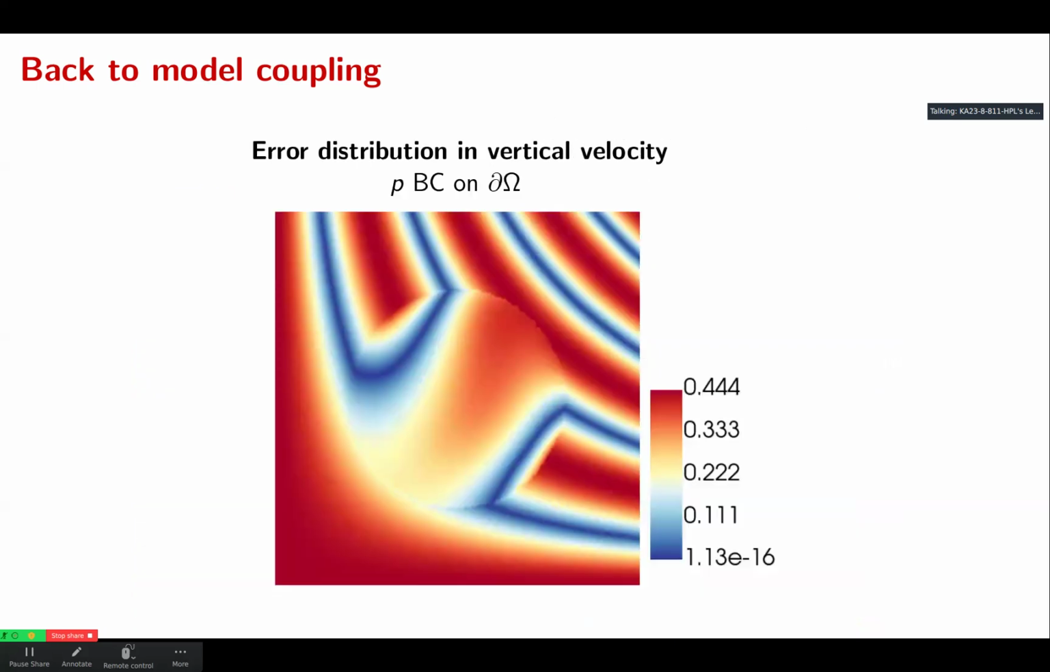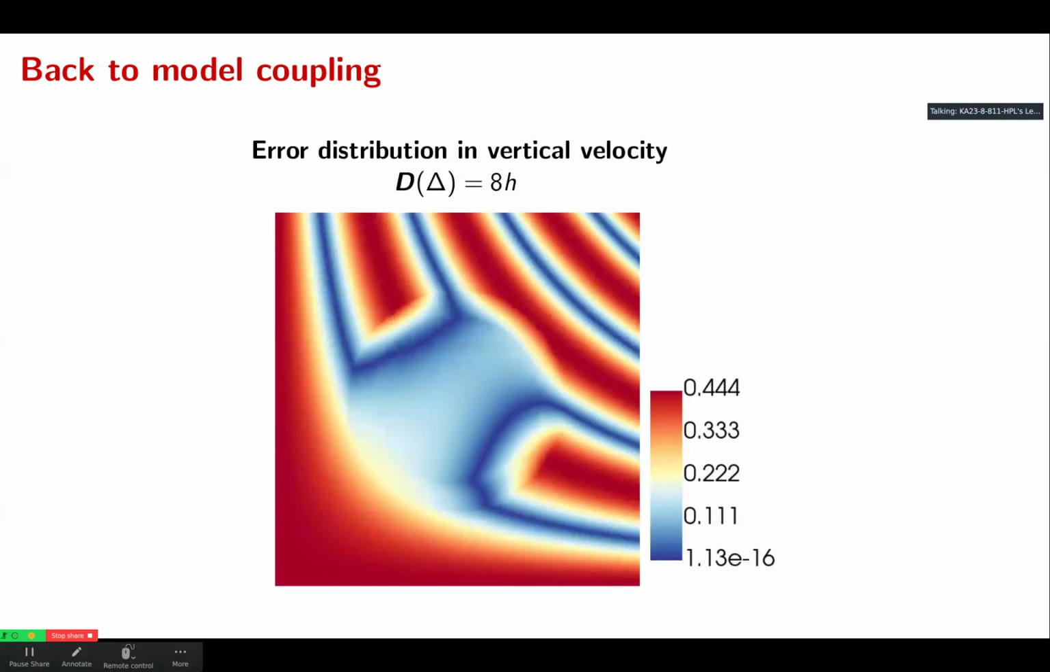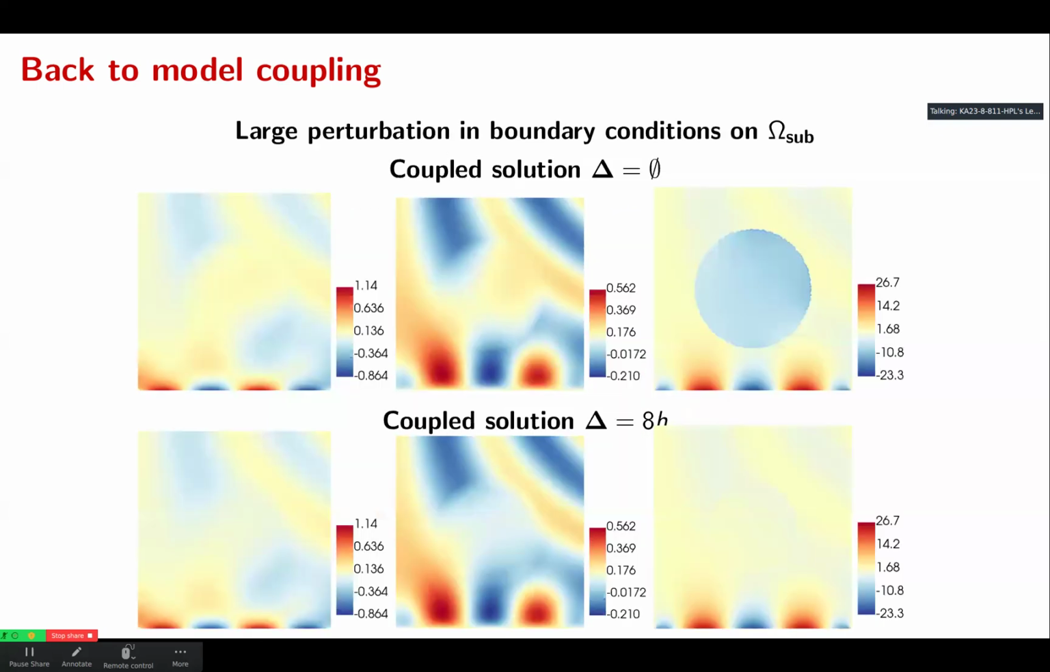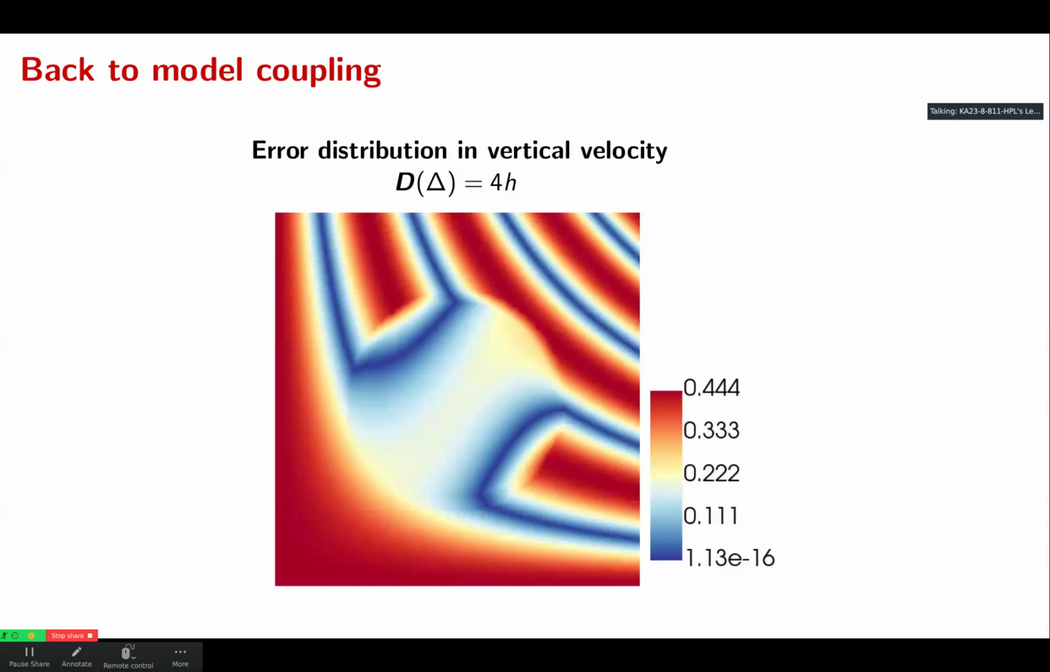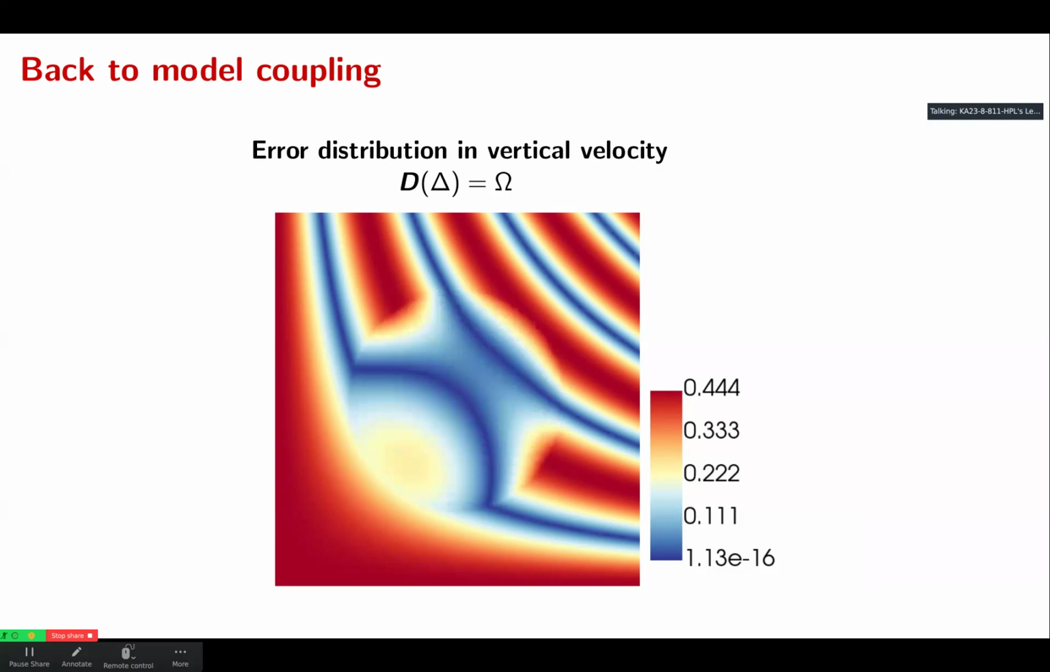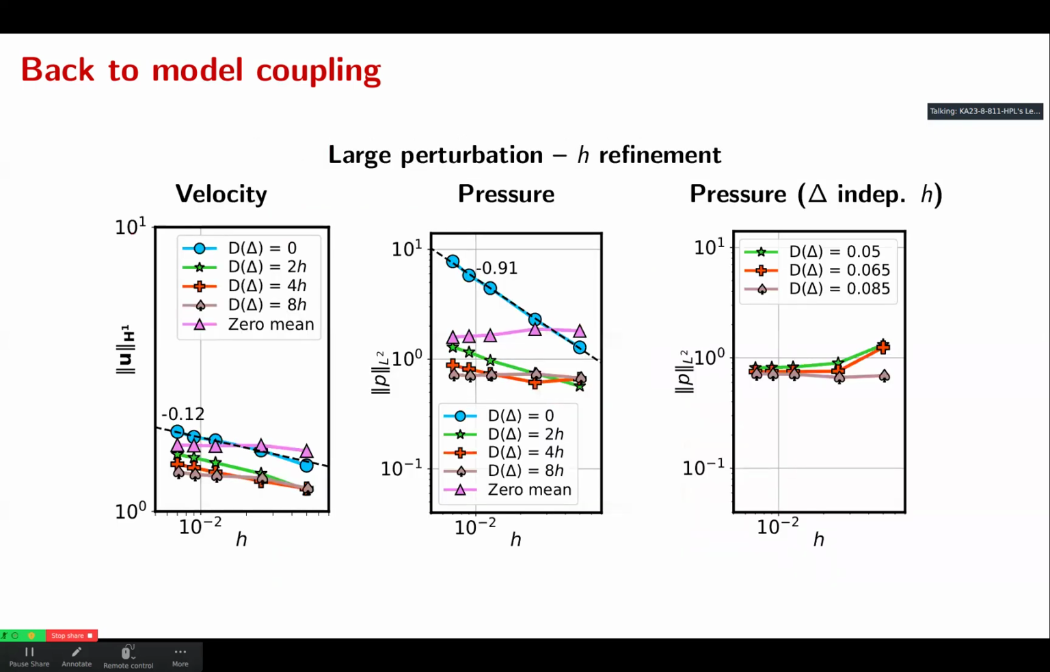And if we look at the error distribution only in the vertical velocity, for example, when P is just straightly enforced on the boundary of this sub-problem, we see that the gradient here is very sharp. But when we increase delta, first of all, the gradient gets less steep, and the error actually decreases. So that's a good sign. Now we look a little bit at the convergence plots.